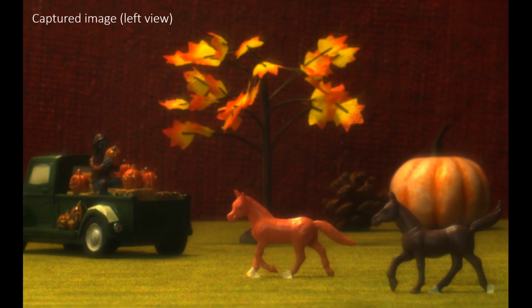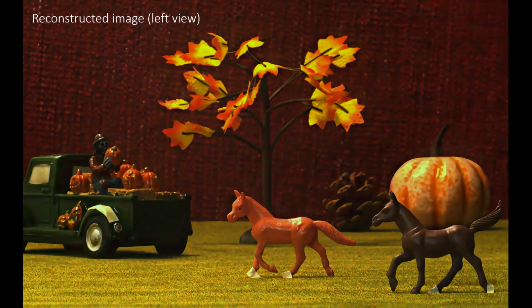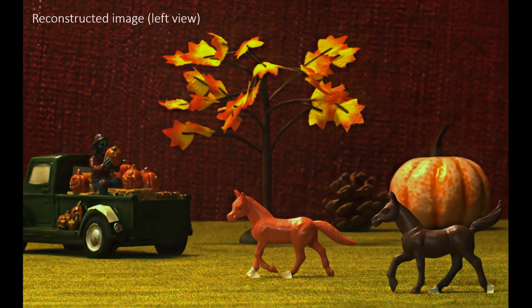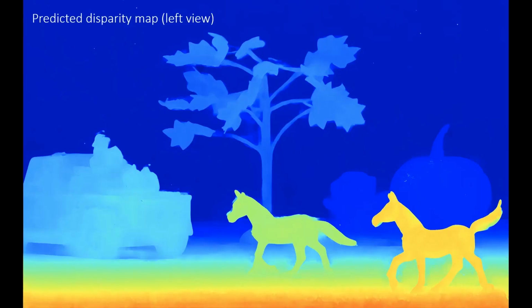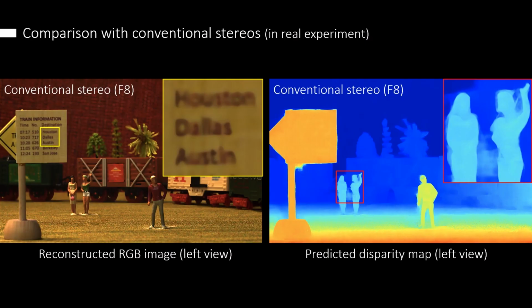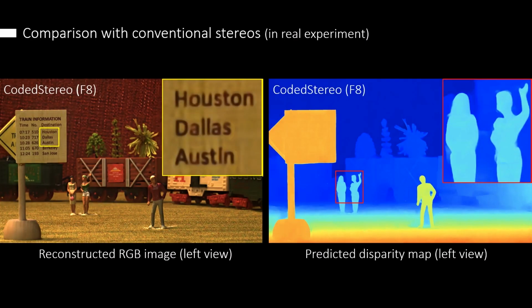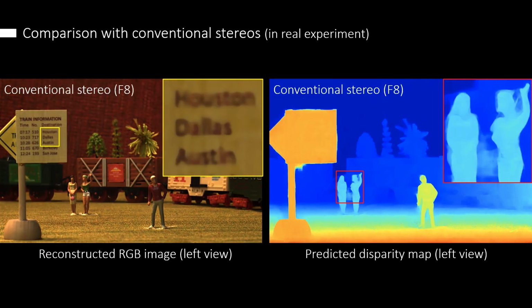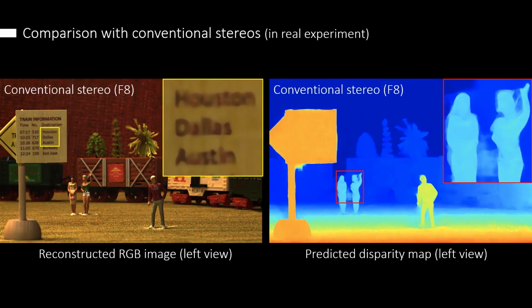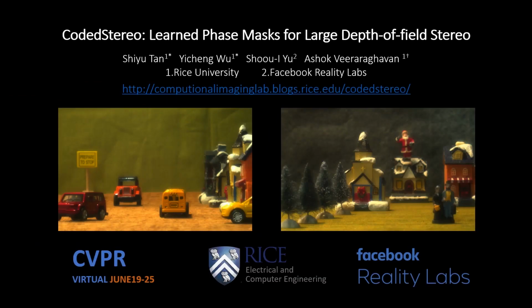Here we show the real experiment results using our prototype. From the captured image pair, our method can reconstruct both RGB image and disparity with high accuracy in a large depth range. We further compare our method to a conventional stereo system with the same aperture size. Our method outperforms conventional designs in high-quality reconstruction with clear details and sharp edges. Please refer to our paper and website for more details.